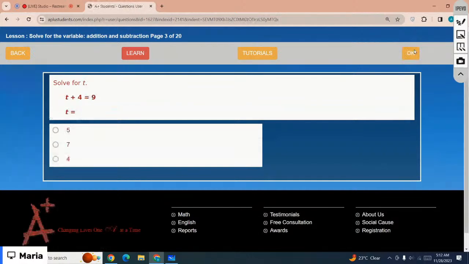Solve for t. T plus 4 equals 9. Just focus on the lesson we are working on.